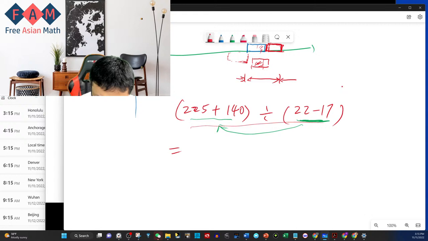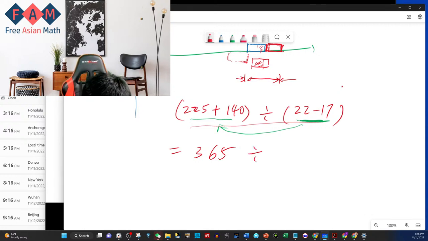So 225 plus 140, that's just 365. Oh my goodness, 335. So it's New Year again. I'm really looking forward to that break. So divided by 22 minus 17, that's 5.